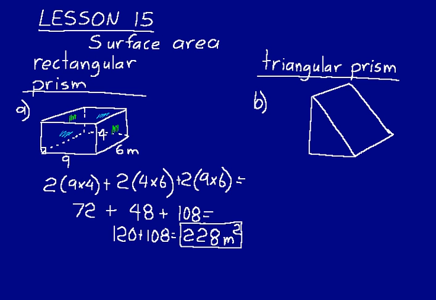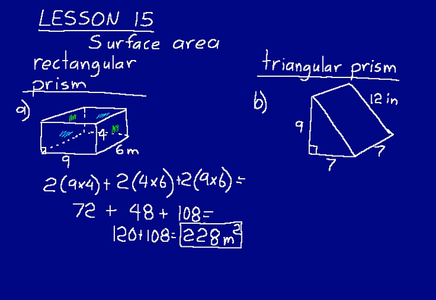Another geometric solid that we'll be working with and calculating the surface area of is a right triangular prism. And again, it's a right prism because its side is perpendicular to the base. Now we've added some dimensions here, and we'll say that these are in inches.